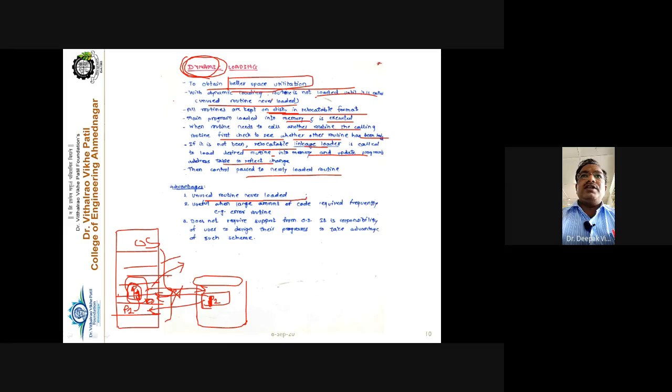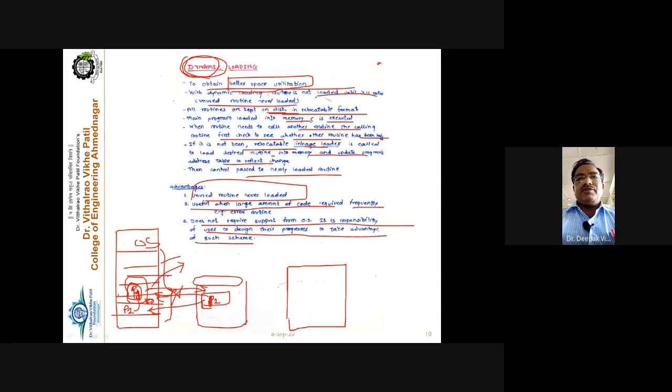Advantages: an unused routine is never loaded inside the main memory. It is useful when a large amount of code is required infrequently, and it does not require support from the operating system. It is the responsibility of the programmer or the user to design their programs to take advantage of such a scheme. Suppose you have written a very big C program, or a very big Java program, with various subroutines. Suppose this is the main function, and under it you are calling different functions: function 1, function 2, function 3, function 4. You make separate files and copy all these functions there.